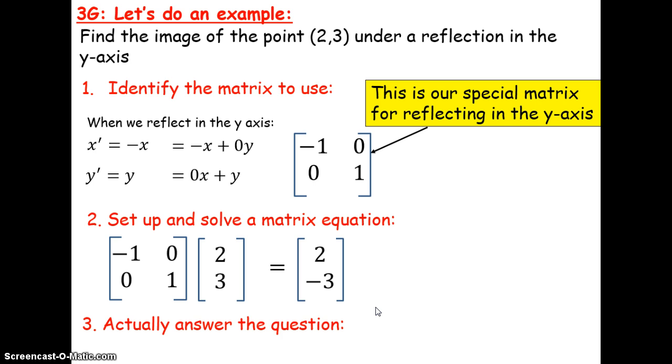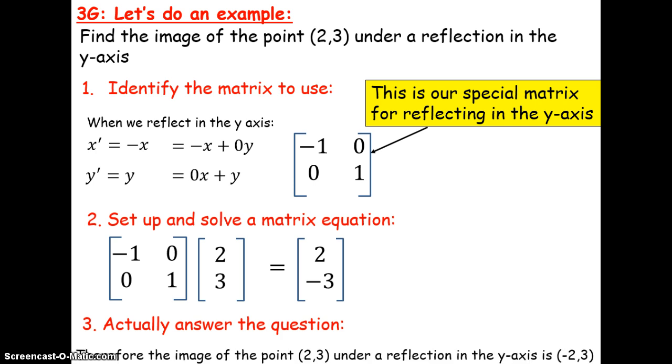Now, we actually need to answer the question there. Therefore, the image of the point 2, 3 under a reflection in the y-axis is negative 2, 3. So we made a little bit of a mistake there. It's actually negative 2, 3, not 2, negative 3.